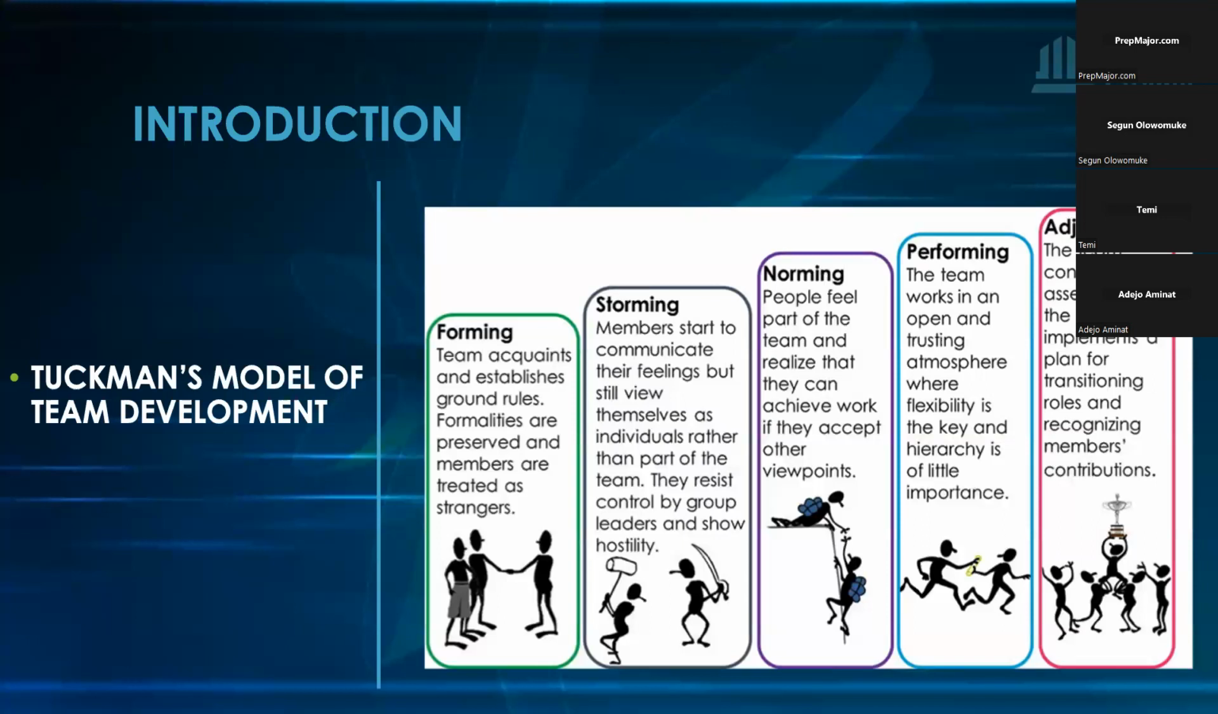This is where the Scrum Master makes them understand the importance of teamwork and uses a lot of conflict resolution techniques. And then there's the norming stage, in which they start to feel more like a team.